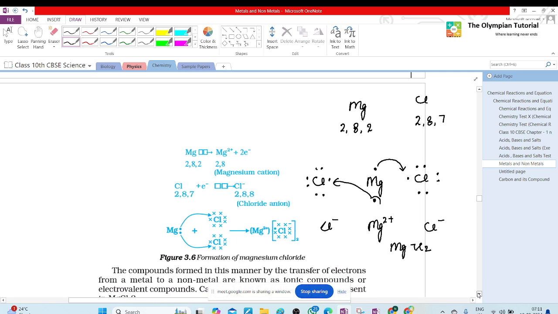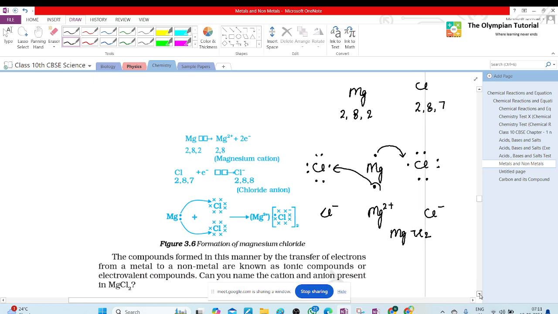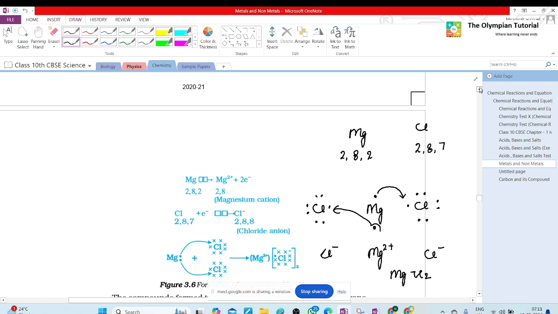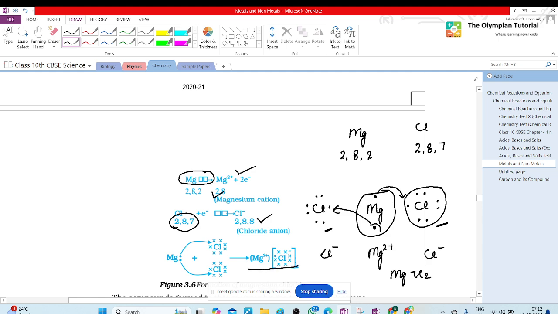Ma'am, it has to form an octet. It can only take one electron because it should form an octet in its last shell. Only one. So I thought it has to be written as 289 and I got confused. No, it should be 288, and it will become 2,8. It will become 2,8 because magnesium will give 2 electrons. Chlorine is 2,8,7. One electron will be added here, and it will become MgCl2.